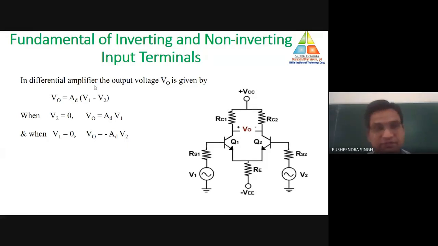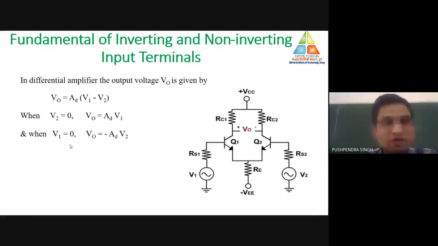So here the sign of output voltage is positive. That means there is a phase shift of 0 degrees between V0 and V1, where V0 is the output signal and V1 is the input signal. Whatever signal we apply at the input terminal of the differential amplifier, we get the same signal at the output terminal with the same phase. That means there is a phase shift of 0 degrees. Or we can also say that this is the non-inverting terminal of the differential amplifier, or the non-inverting terminal of the op-amp.